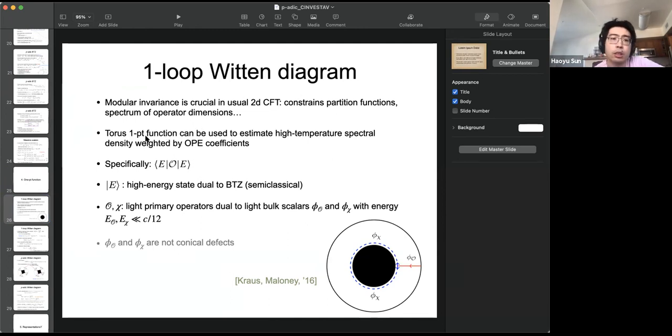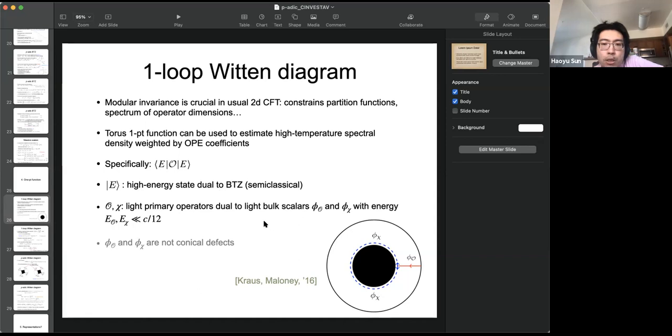And specifically, in our work, the torus 1-point function of the CFT can be used to estimate the high temperature spectral density of the theory weighted by the OPE coefficients. So in particular, we look at this quantity. Up to now, it's a purely boundary CFT discussion. And holographically, the state E is a high energy state. It is due to the semi-classical BTZ black hole in the bulk.